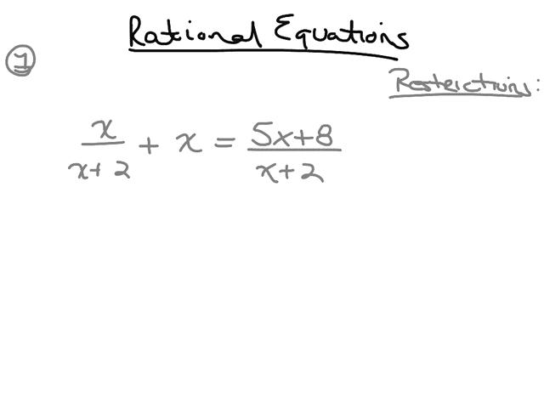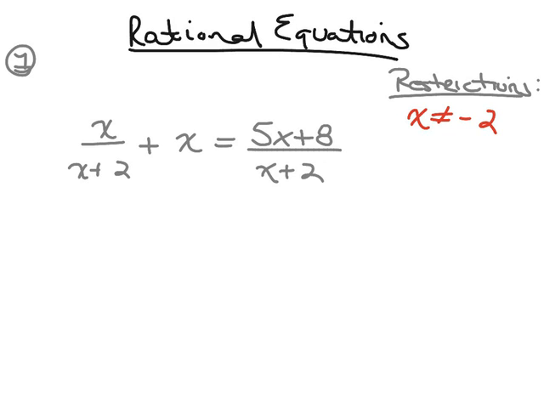Alright guys, we're going to look at solving rational equations. Our first one here, we have x over x plus 2 plus x is equal to 5x plus 8 over x plus 2. First thing we want to do is find our restrictions. Remember, when we're working with fractions, we can't have 0 in the denominator. Therefore, our one restriction is that x cannot be a negative 2.